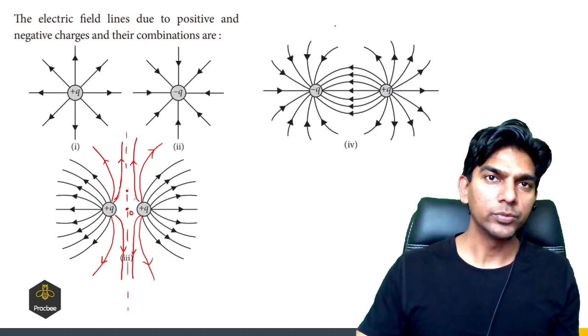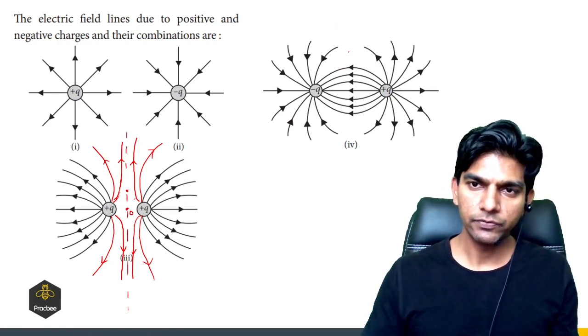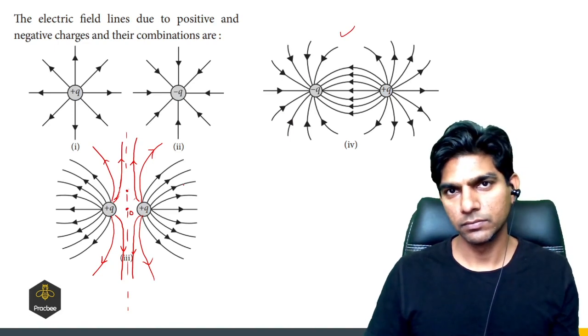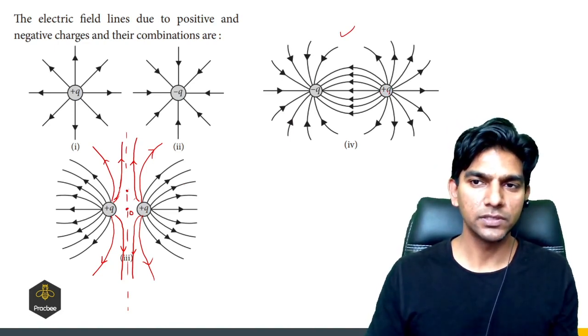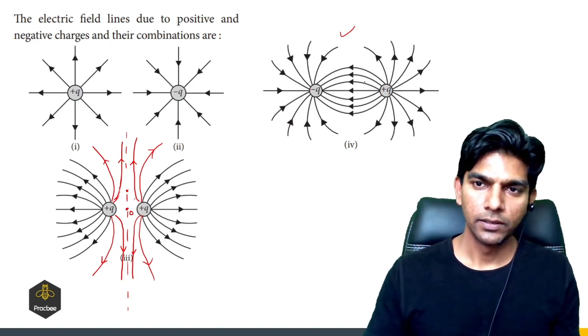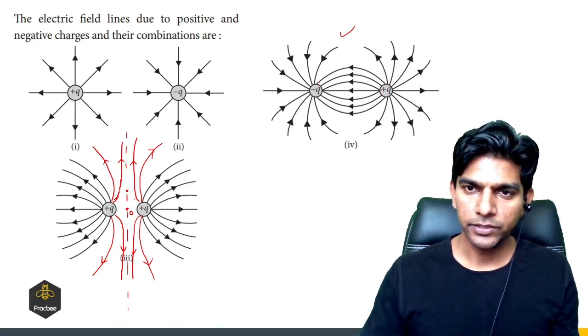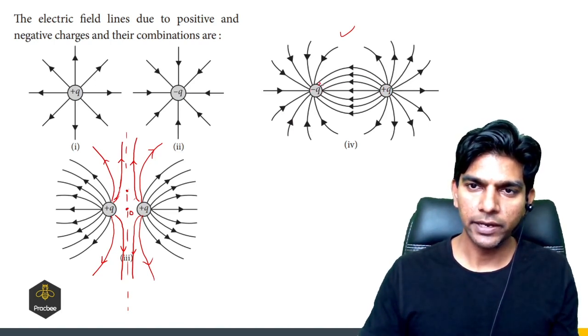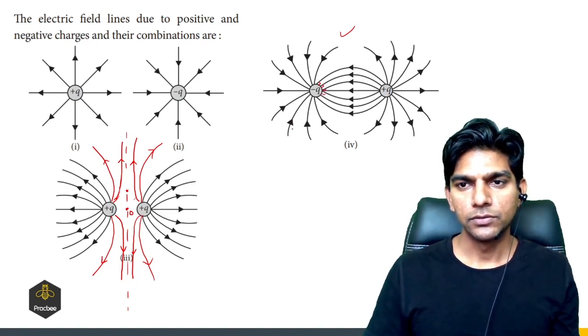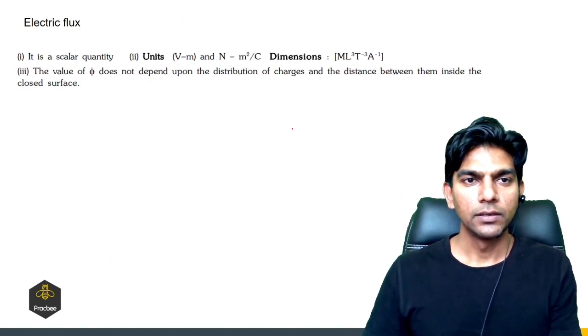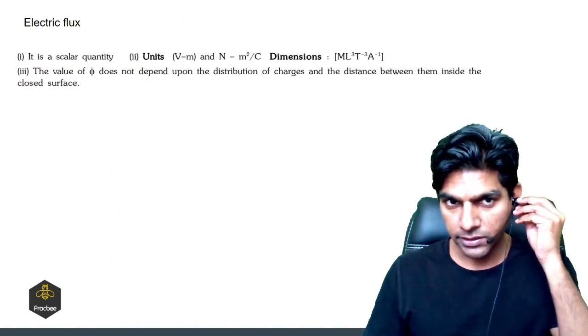Similarly, in case of a dipole, the electric field lines will be given by this diagram, right? So can you see the electric field will originate from positive and terminate on a negative, and it should be normal, right? It should enter normally. So all these angles should be 90 degrees. So do remember this. Now the next concept is electric flux.